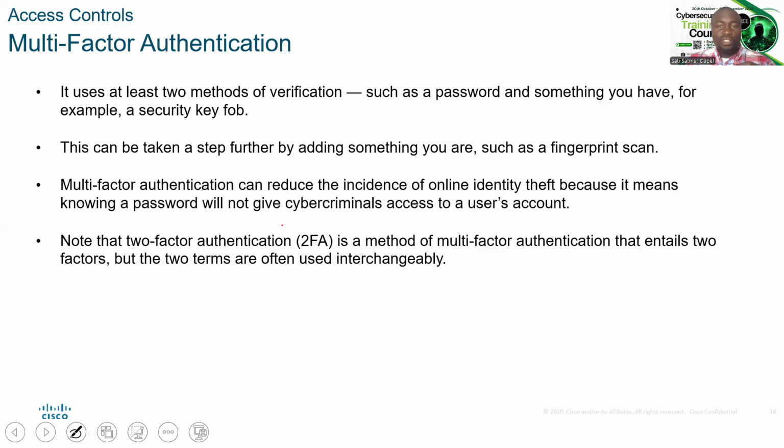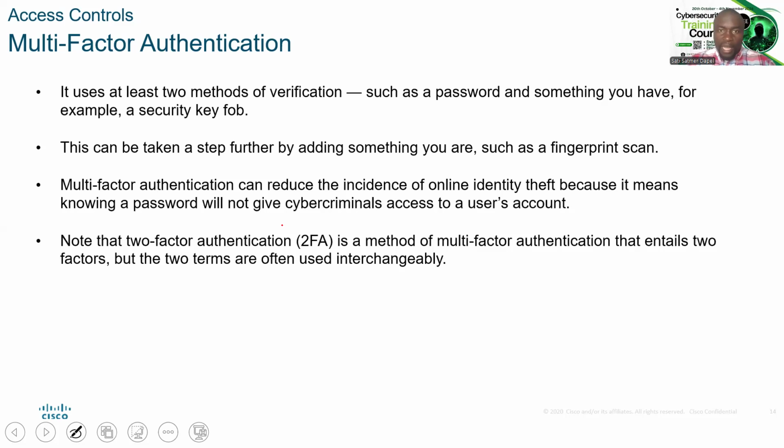So what it does is it uses things like a password, something you know, and this can be taken a step further by adding something you are, maybe a fingerprint or an eye scan, or a code or a token sent to your phone and things like that. So two-factor authentication is a method of multi-factor authentication that entails two factors, but the two terms are often used interchangeably.